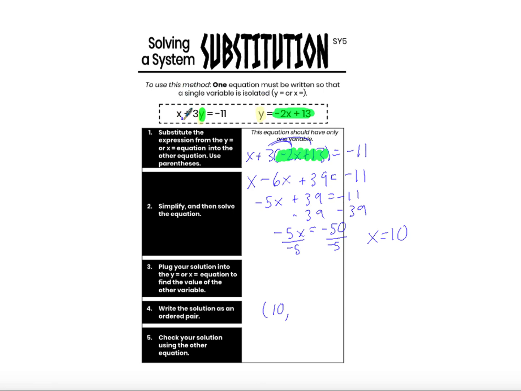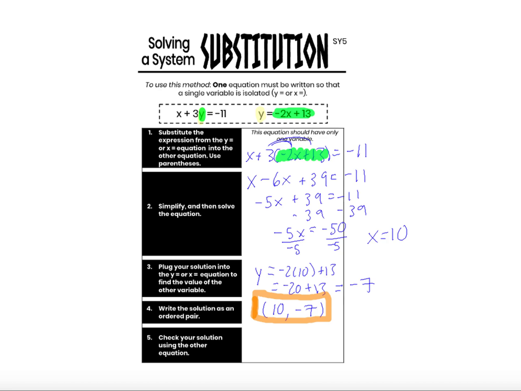I could also use this equation to find y, but it would be more complicated. I'd have to use inverse operations. Using the one that is isolated for y is a lot easier. Okay, so y equals negative 2 times 10 plus 13, which is negative 20 plus 13, which is negative 7. So I found x. I plugged x back into one of my equations, and I evaluated, and I found y. So I now have my solution to the system.